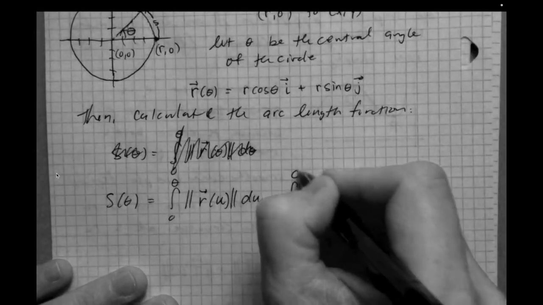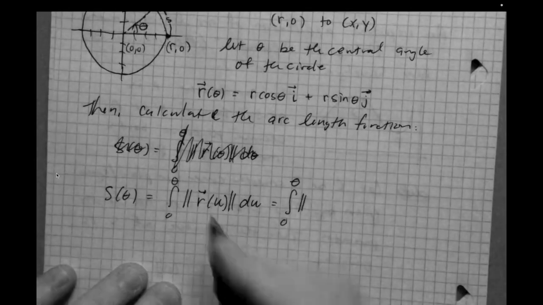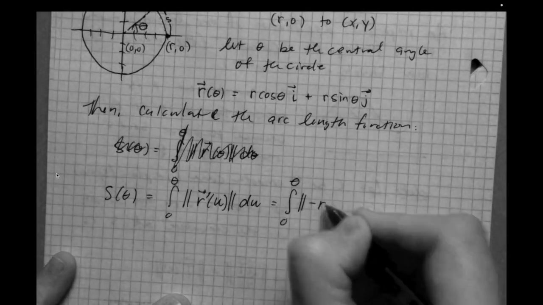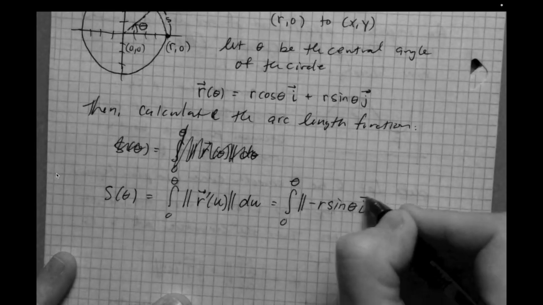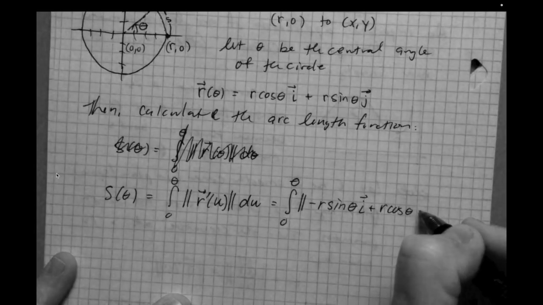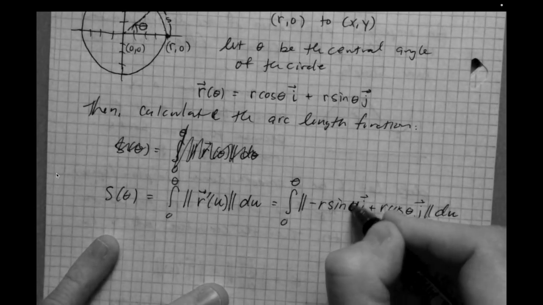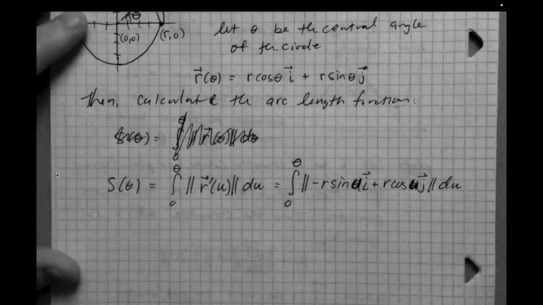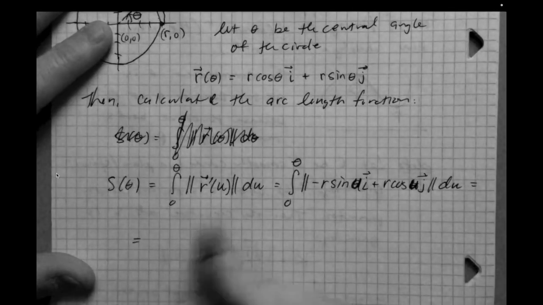Now we can plug all of these pieces in. From 0 up to theta, we need the norm of the derivative, so we have to differentiate this. That would be negative r sine of theta times i plus r cos theta times j, and we need the norm of that. And these are all u's. Sometimes you get something in your head and you just can't shake it.